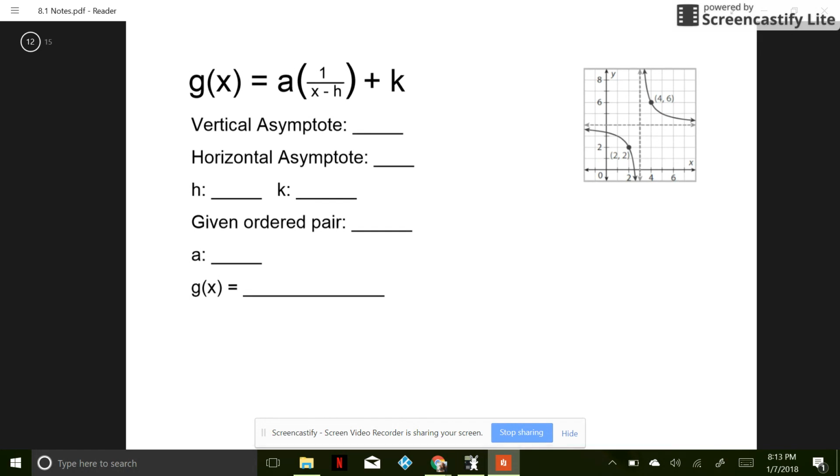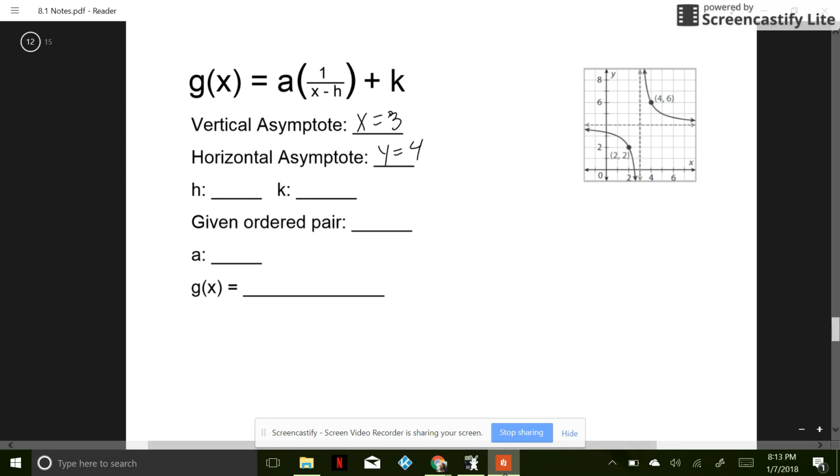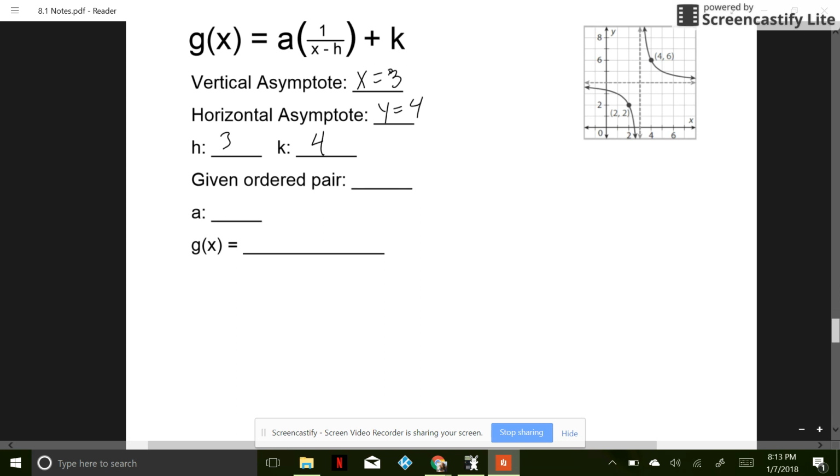So first thing you look for here is the vertical asymptote. In this case, it is at x equals 3. And then your horizontal asymptote here is at y equals 4. So that means our h is going to be 3, our k is going to be 4. So just plugging those into the equation, we'll get something like y equals a, that's what we still need to find, times 1 over x minus 3 because of the right shift, and then plus 4 for that vertical shift.